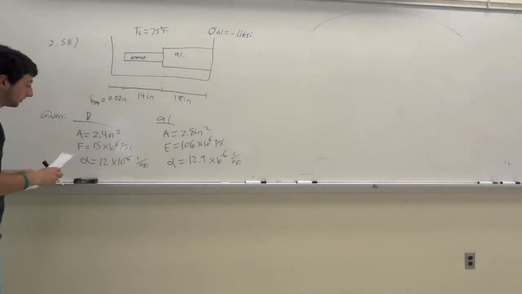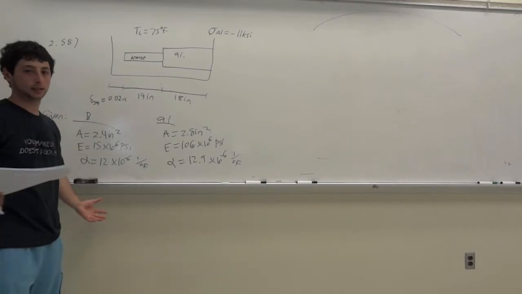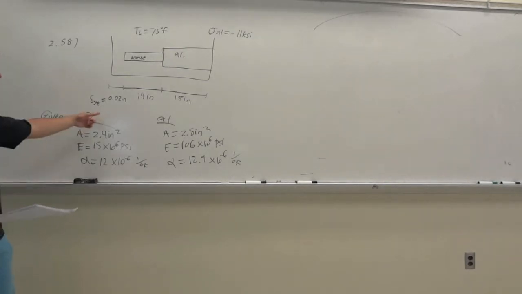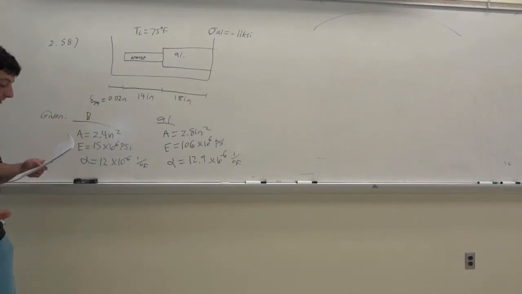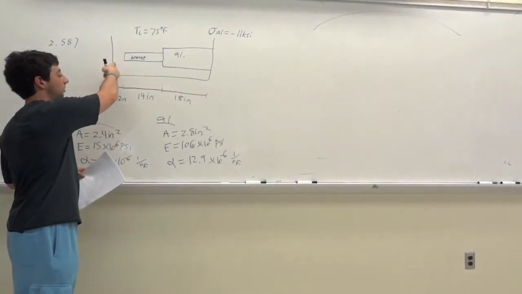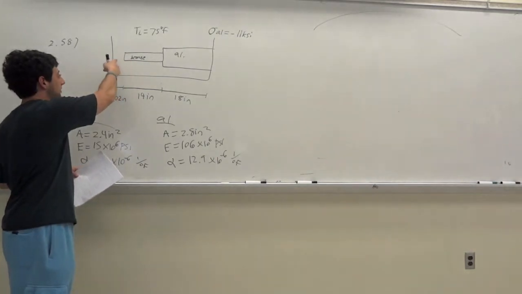So they give you a lot of information, right? What you have to understand is what's going on in this problem. Do you guys understand what's going on? They're allowing this material to heat up. So when it heats up, what happens to metal? It expands, right? And they give you a gap. So this is going to continue to heat up until it hits the wall, right? Both materials are going to expand, and eventually this bronze is going to hit the wall.